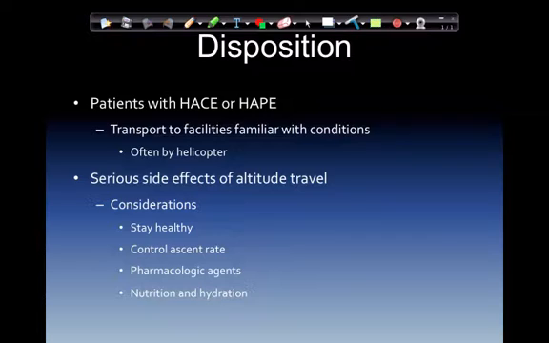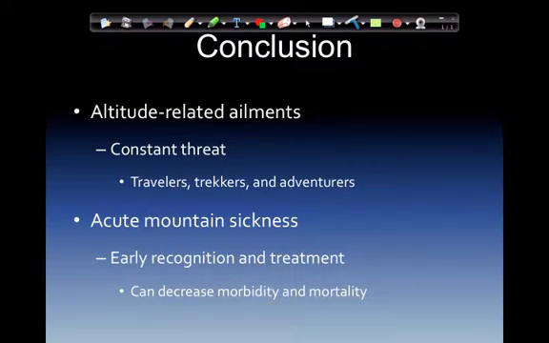Considerations on this: patients should attempt to stay healthy and control ascent rate. If there are pharmacological agents, administer those. And then nutrition and hydration must be paramount. So, in conclusion, altitude-related ailments are a consistent threat to travelers, trekkers, and adventurers. With acute mountain sickness, early recognition and treatment can decrease morbidity and mortality.